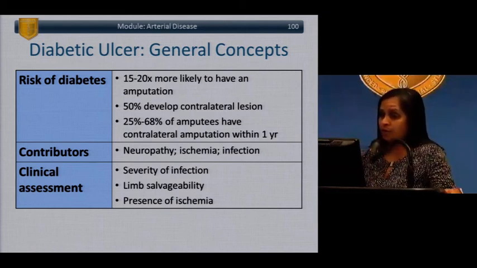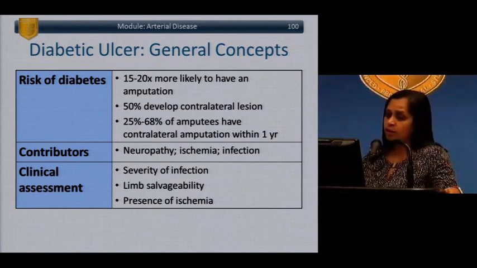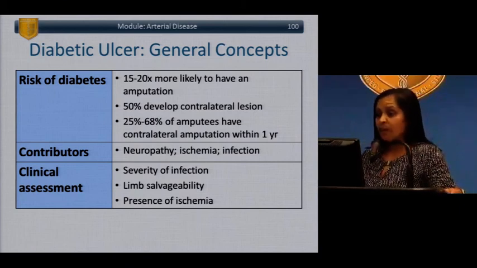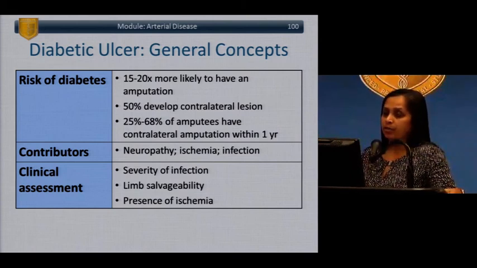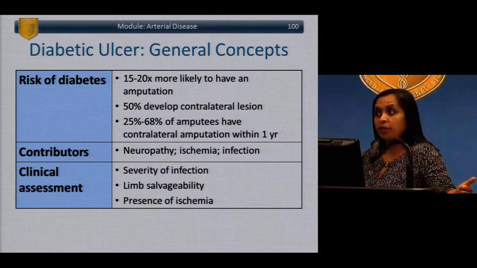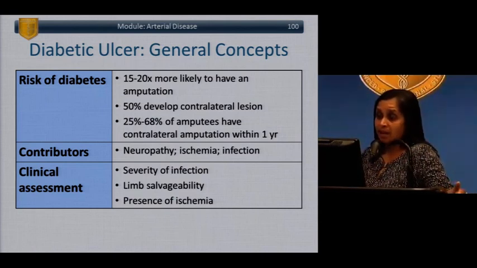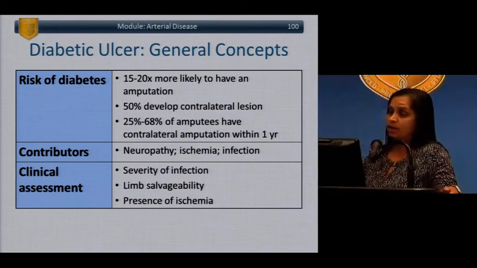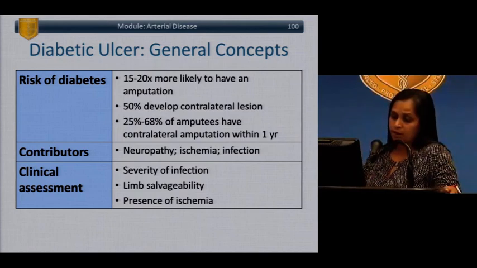Some of the contributors in diabetes to the issues with wounds are neuropathy in the diabetic, ischemia related to arterial disease, as well as small vessel disease, and infection. In terms of clinical assessment, it's important to consider the severity of the infection that you are dealing with, whether or not that limb can be salvaged, and then whether there is associated ischemia or not. Important considerations.